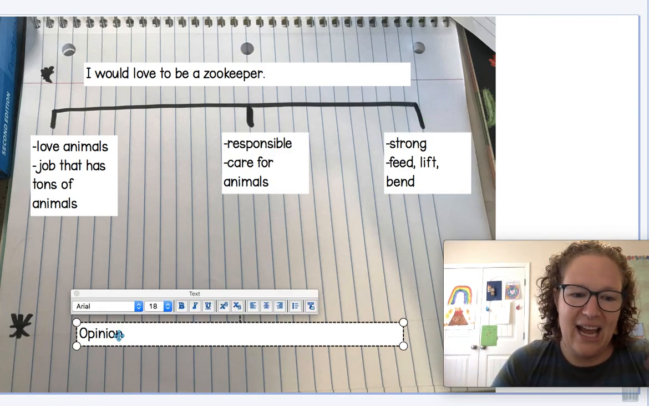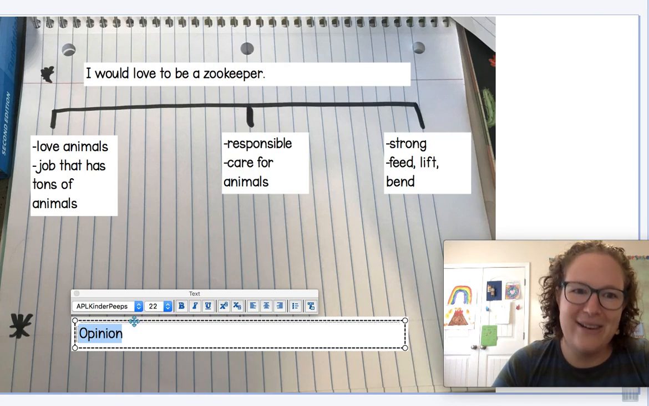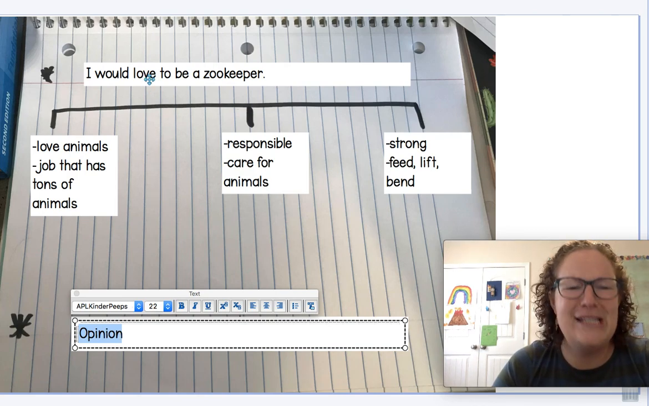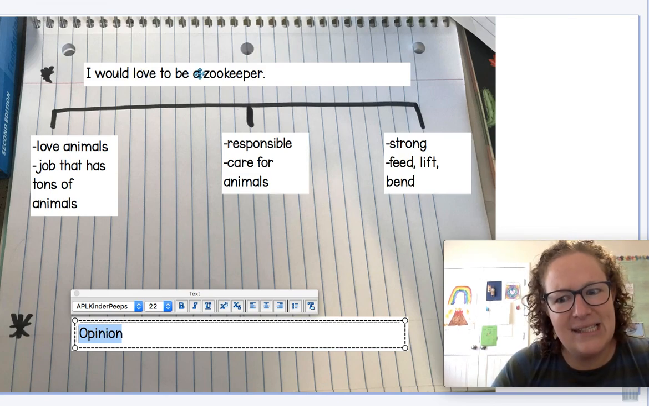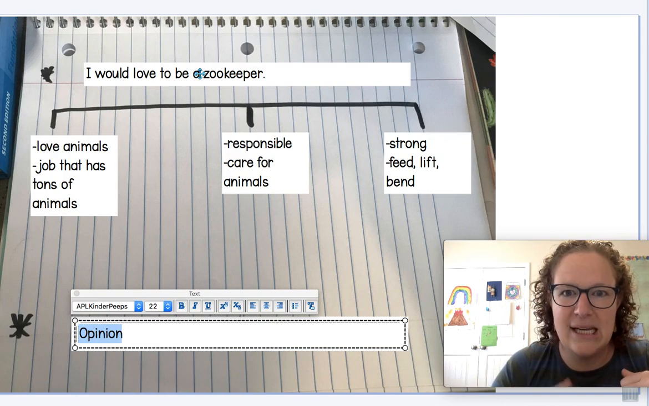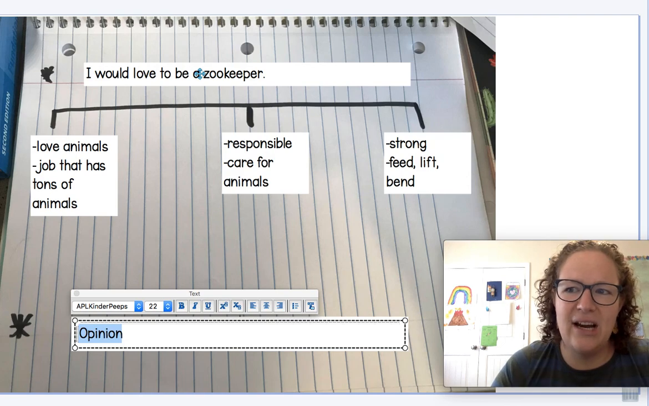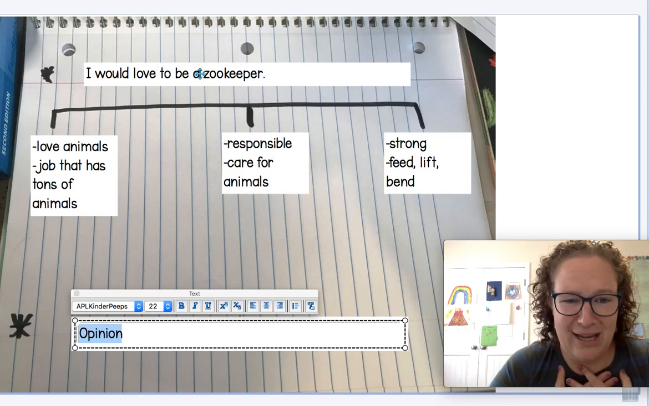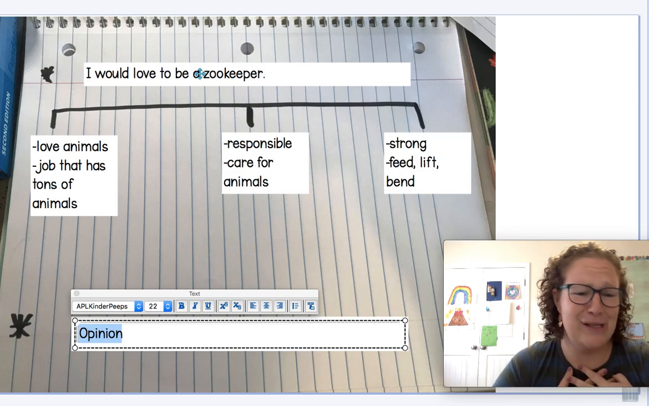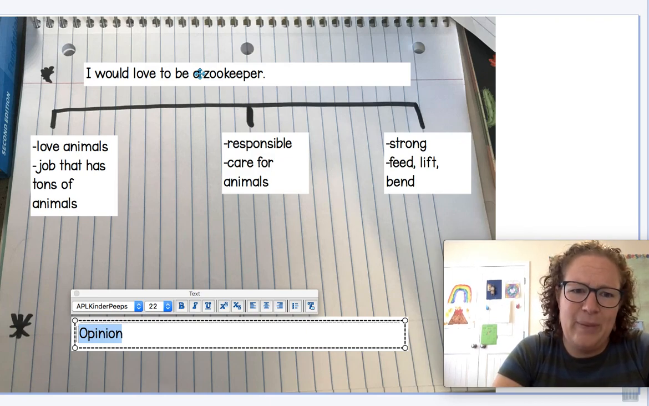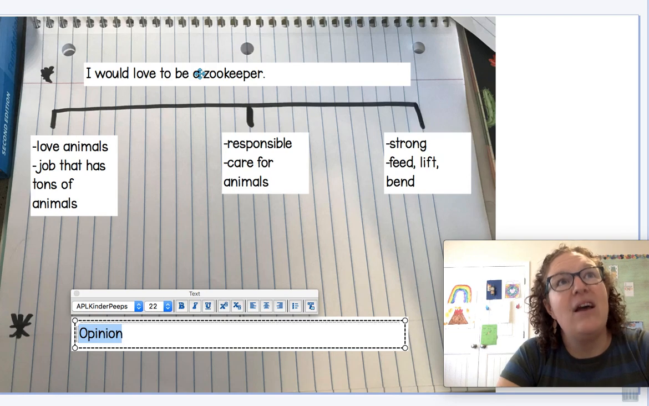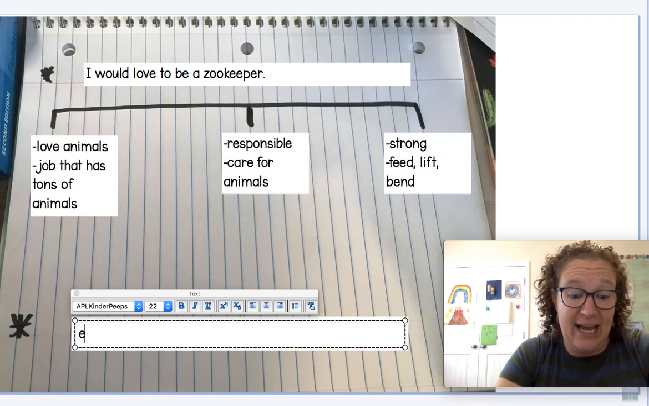And then at the bottom, I'm going to have a concluding sentence. But I don't want it to be exactly the same as my first opinion. I want it to stay the same opinion, but I want to put different words in it. So I'm trying to share what I think and believe, that I would be an awesome zookeeper. So I'm going to write, I would love to be a zookeeper. Let me think. I think I would be excellent at it.